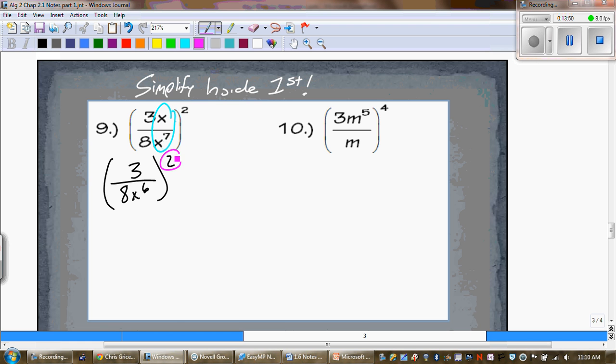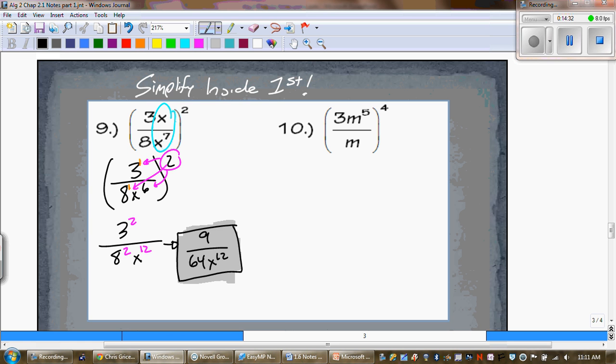So now we can go through and distribute. Remember, the 3 and the 8 have an exponent of 1. So we have 3 squared, 8 squared, and x squared, and 6 times 2 is 12. And the nice thing about this is if you simplify from the very beginning, you won't have to simplify your final answer. 3 squared is 9, 8 squared is 64, x to the 12th.